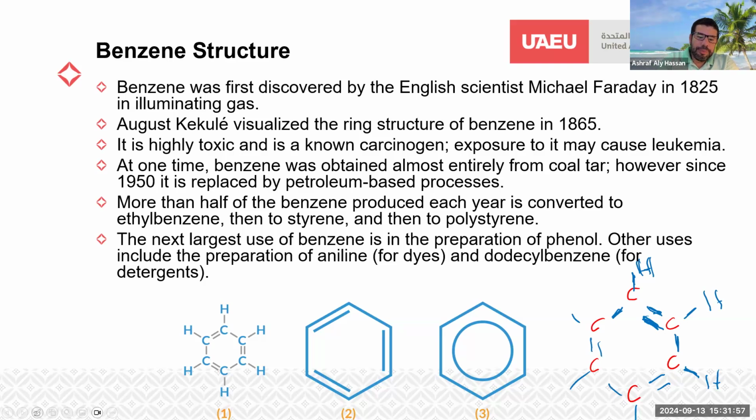So we can write it as, or put it as this here in 1. This is the structure as I just drew it for you, or easier as a representation, we can put it as similar to the shape in number 2 or number 3. These are all representations of the benzene ring.